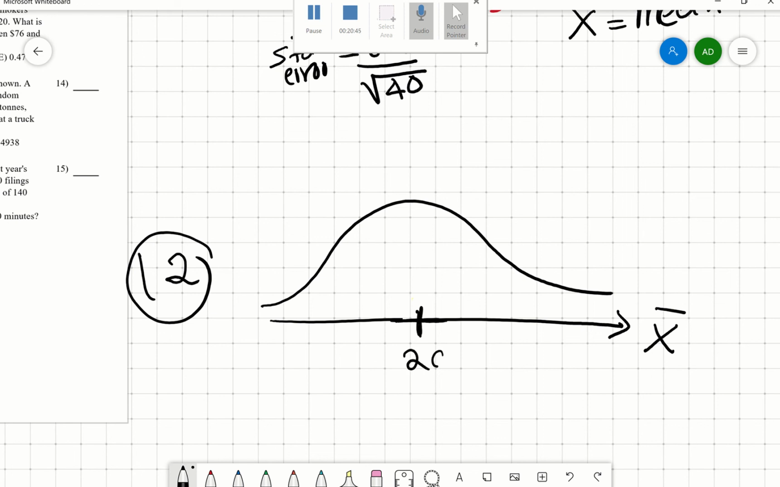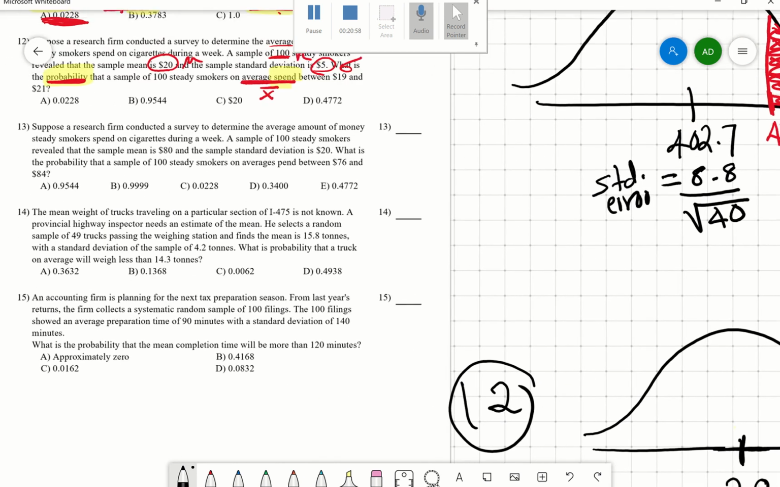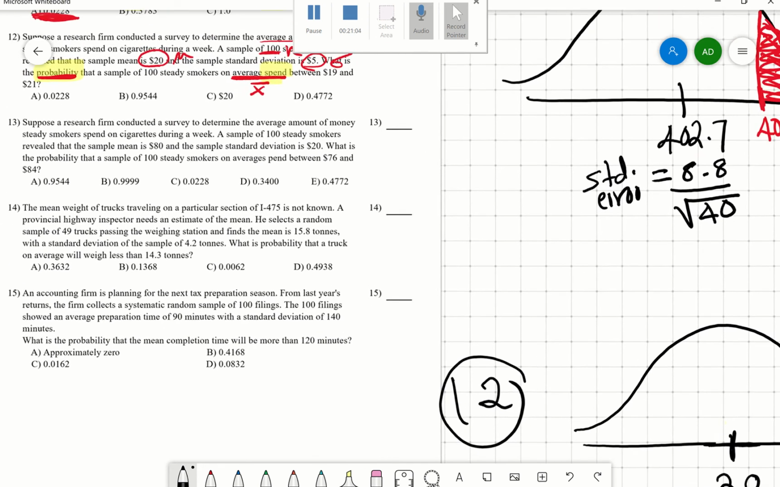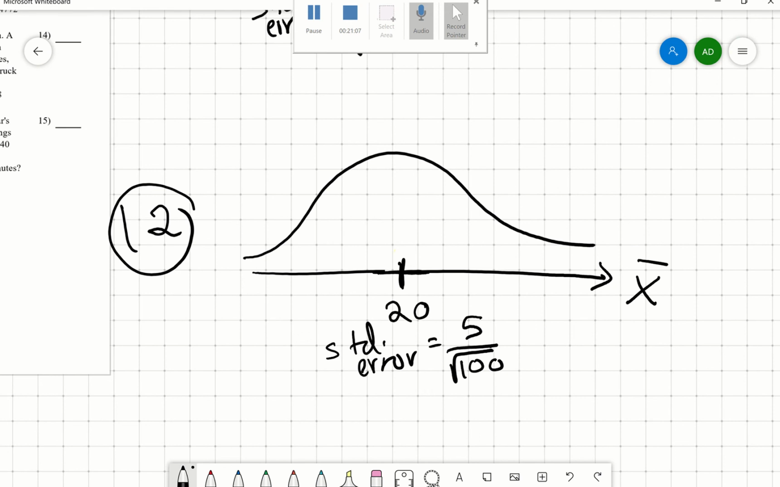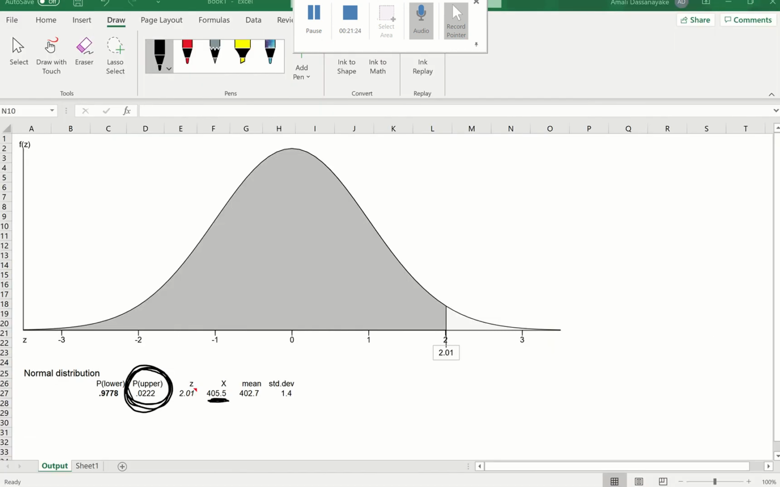So mean is 20. Standard error is 5 over square root of 100. Let me double check: 20 and 5 and 100. Yeah, and then we need 19 and 21. So area between 19 and 21. Here you go. Okay, so we need to do 2 readings on Excel.